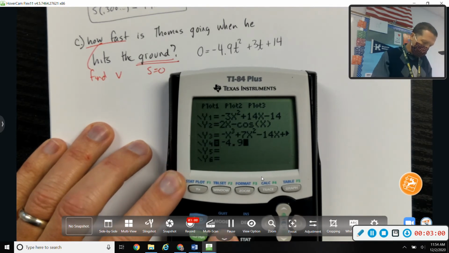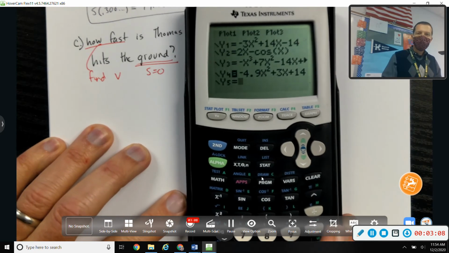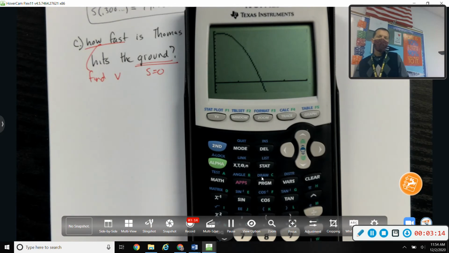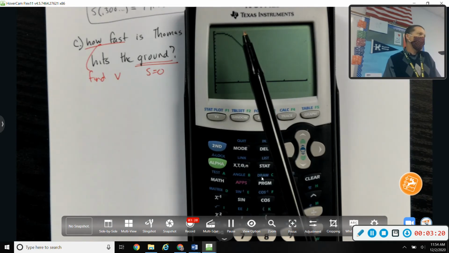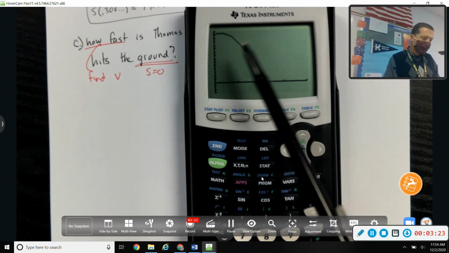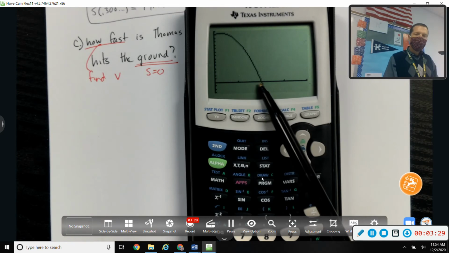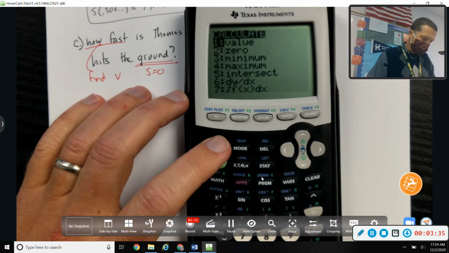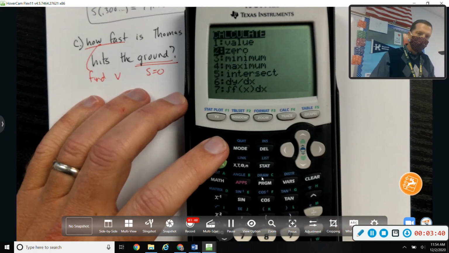Negative 4.9x squared plus 3x plus 14. I've got other equations there because those are things we'll use later today, but that's the one I want to look at. And I happen to be on a pretty good window of looking at it, because what happens when t is negative doesn't really matter, because that's before this experiment happened. So this is a pretty good picture of what happens. It goes up a little bit, and then he starts coming down, and we want to know the time where Thomas hits the bottom there. So, whoops, not a value, but an intersection. Nope, a zero. There we go.